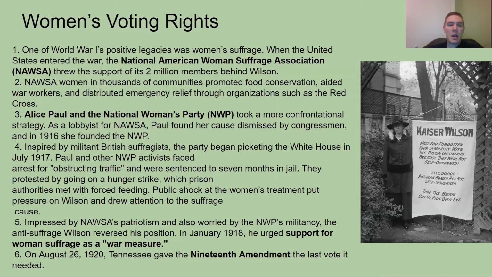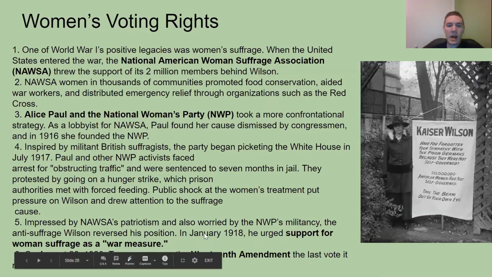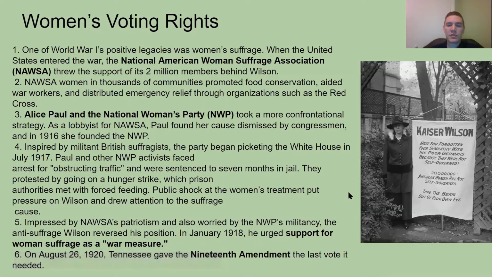For a long time, women have been fighting for the right to vote. We can see a couple of groups here, like the National American Women's Suffrage Association and the National Women's Party, that have been fighting for suffrage for many, many years. Because women were so involved with the war and were necessary to help win the war, by 1918, Wilson reversed his position on suffrage and supported women voting as a war measure. And so right after the war ended, Congress gave women the right to vote with the 19th Amendment.